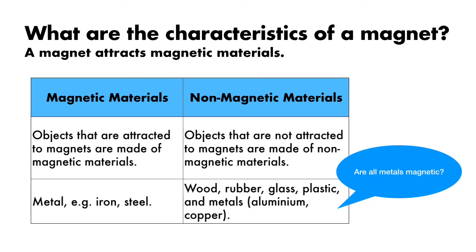So what are non-magnetic materials? Non-magnetic materials by definition are objects that are not attracted to magnets. For example, wood, rubber, glass, plastics, and some metals such as aluminium and copper. So the question is, are all metals magnetic? Not necessarily. Only metals such as iron and steel can be attracted by a magnet. Pillows are not made of iron, so pillows are not magnetic materials.